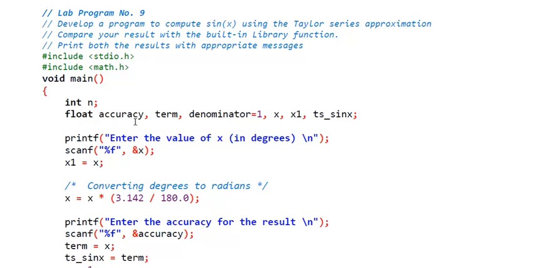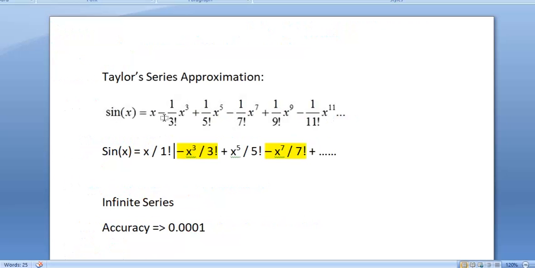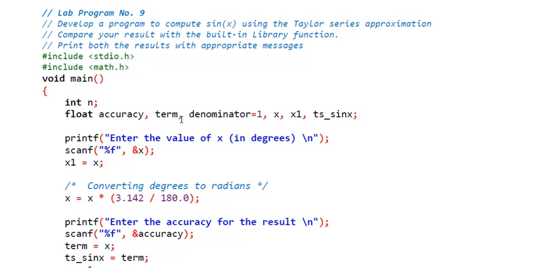And for float we are going to use a couple of variables. Accuracy: what is the accuracy? I told you we are going to calculate the sine series up to a certain accuracy. Term: what is the term? Each of these is called a term. Every addition or subtraction here is a term. For that I have a variable. For the denominator, I will use one variable, named denominator, equated to 1.